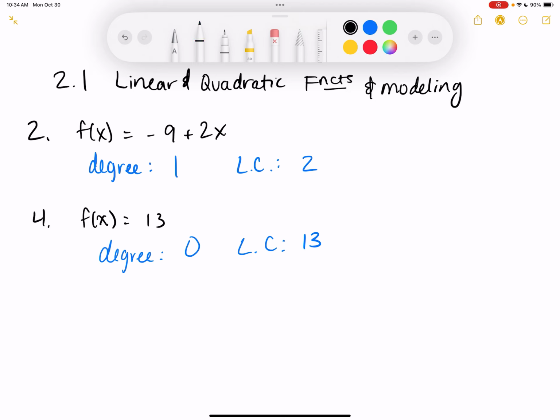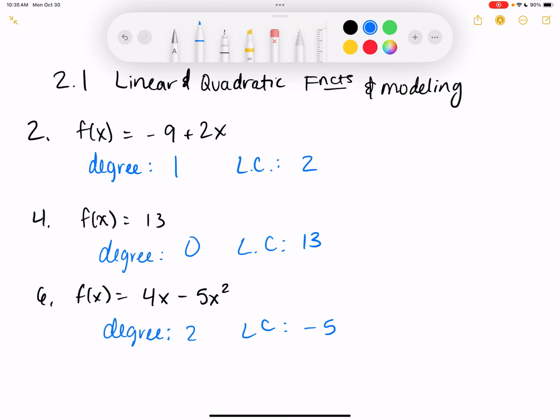Number 6, f of x is equal to 4x minus 5x squared. Is this polynomial? Yes. What's the degree? 2. Leading coefficient? Negative 5. Yep.